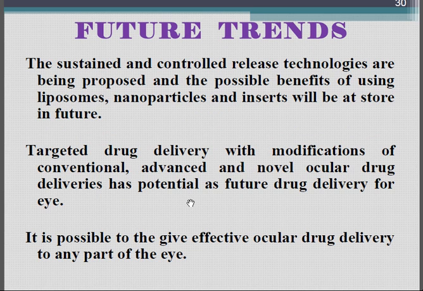So this is about controlled drug delivery system. In the next video we will discuss rectal and transdermal.